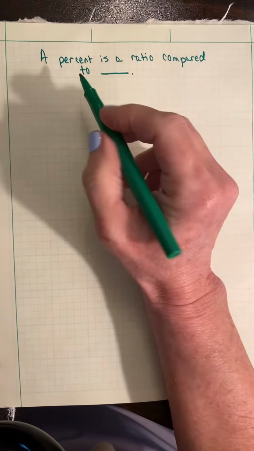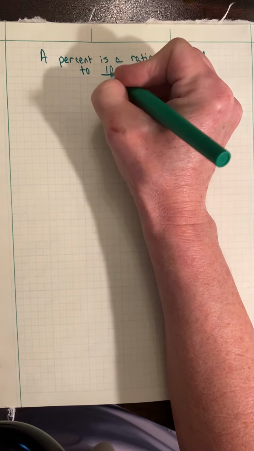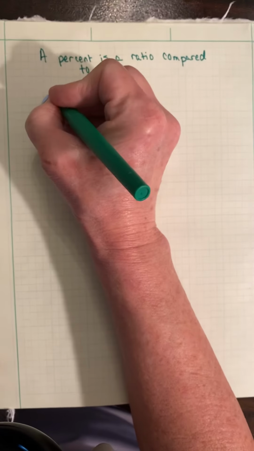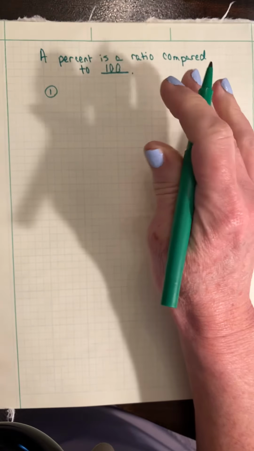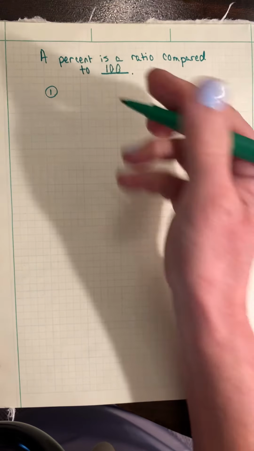First, let's review what a percent is. A percent is a ratio compared to 100. Now let's review going between different forms: percents, fractions, and decimals.